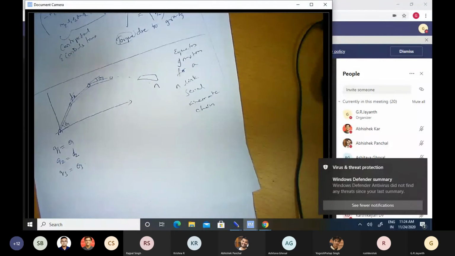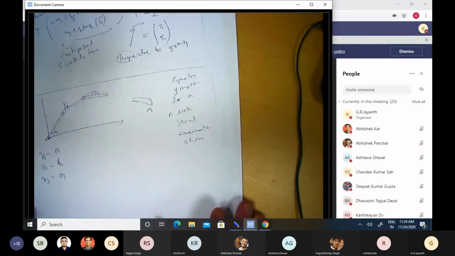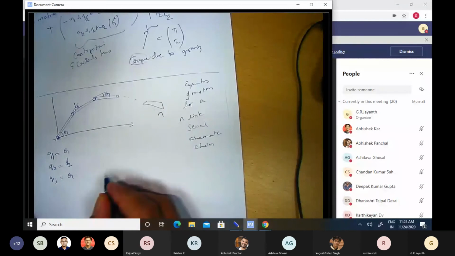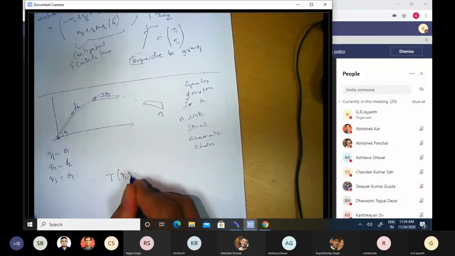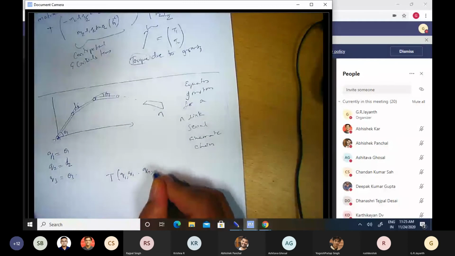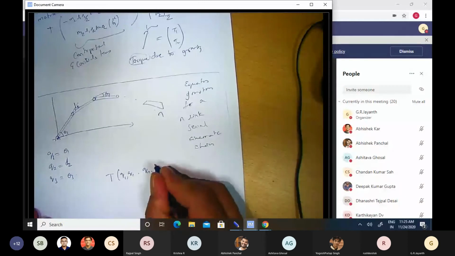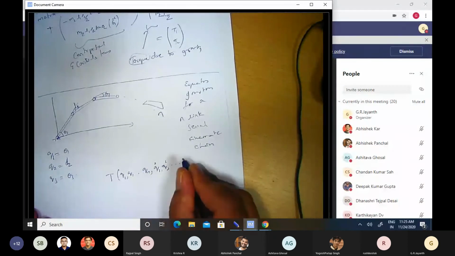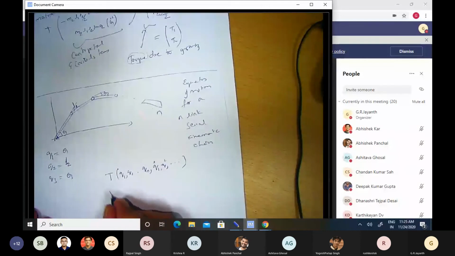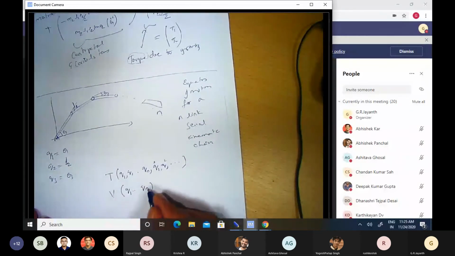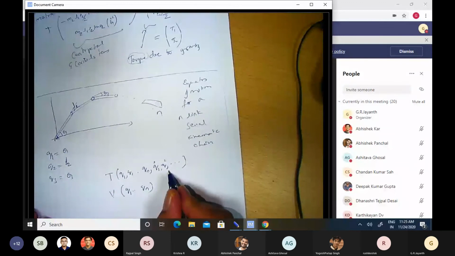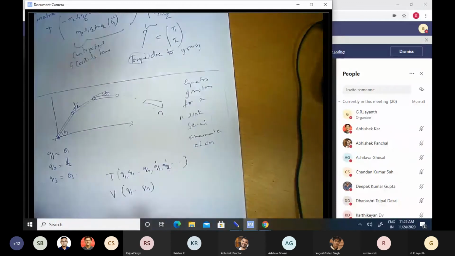Now, I need to obtain the total kinetic energy in terms of Q1, Q2, etc. up to Qn and their rates of change, Q1 dot, Q2 dot, etc. And I need to obtain the total potential energy again in terms of Q1 to Qn. Potential energy will not depend on the rates of change of joint variables. Joint velocities will not feature in the potential energy expression.